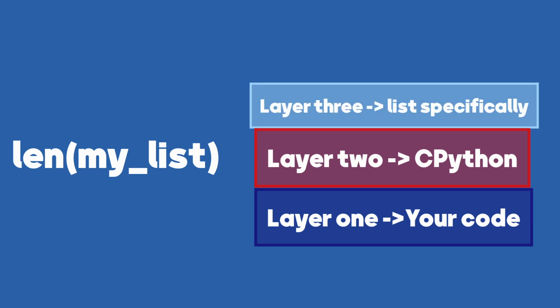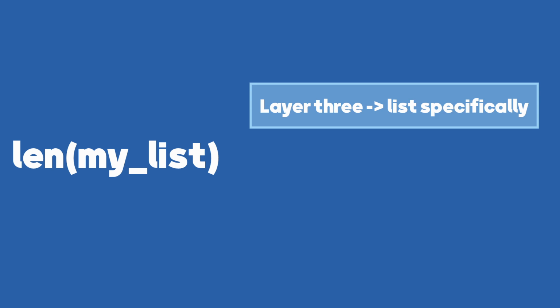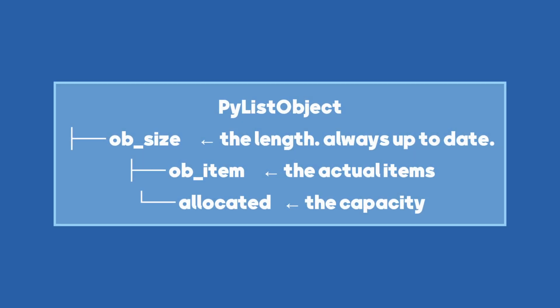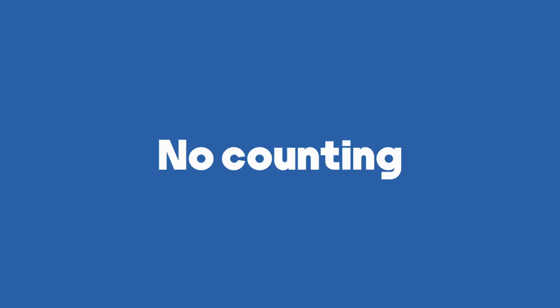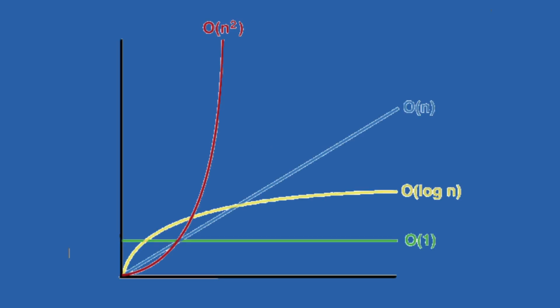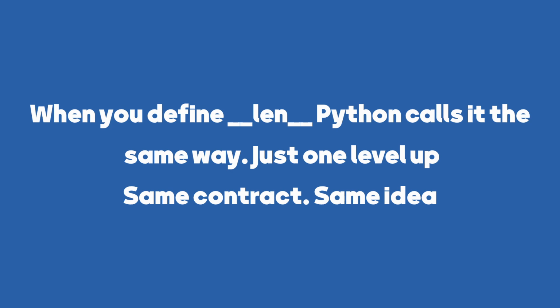Python doesn't count anything. A list in memory looks like this. ob_size is always there, always updated. When you append to a list, ob_size goes up by 1. When you pop, it goes down by 1, okay? So when you call len(my_list), Python just reads this number. No counting, no looping. So Big O(1) always. Now for your own classes, when you define __len__, Python calls it the same way, okay? Just one level up, same contract and same idea.